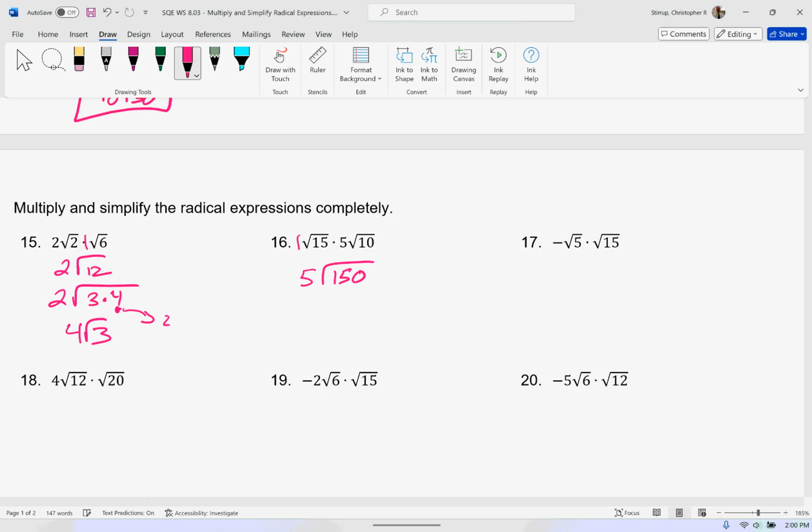What number works? Try them. 25 and 7? Or double check. 150 divided by 25 is what? 6. Okay, you were close. I love it. All right, square root of 25. 5. So that's a 5. So 5 times 5 is 25. So I get 25 square root 6.